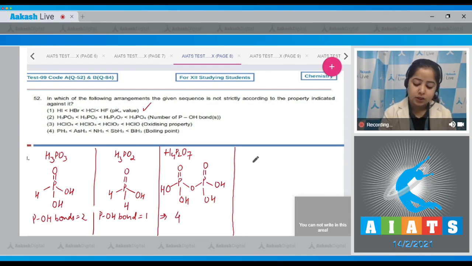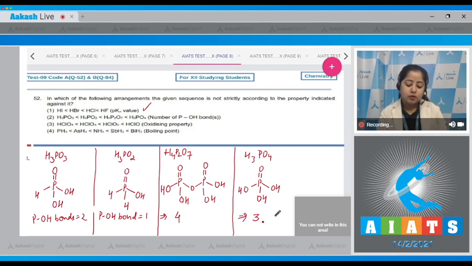Moving to last, which is H3PO4. So P double bond O. That means number of P-OH bonds is 3. Students, it is very clear that the order given of number of P-OH bonds in the given oxoacids of phosphorus is incorrect. Moving to next, HClO4.